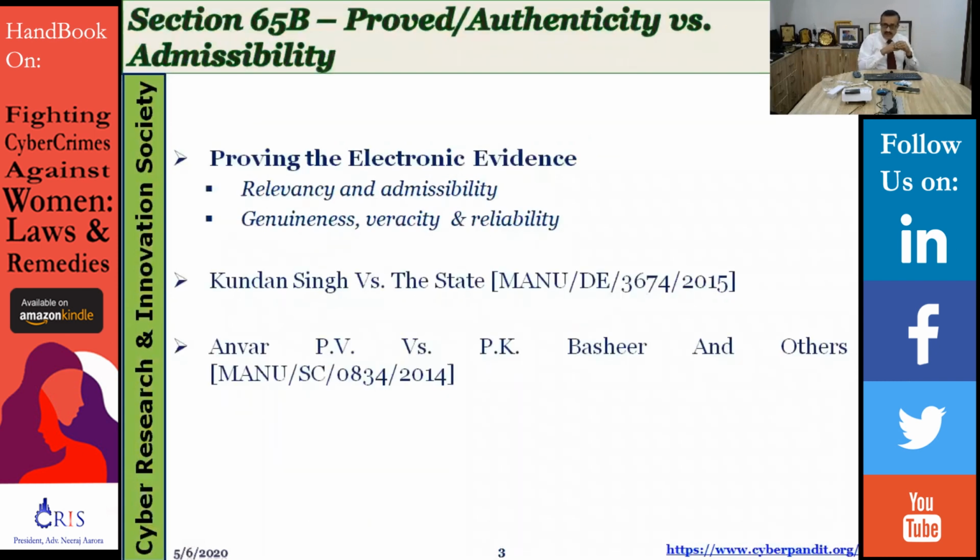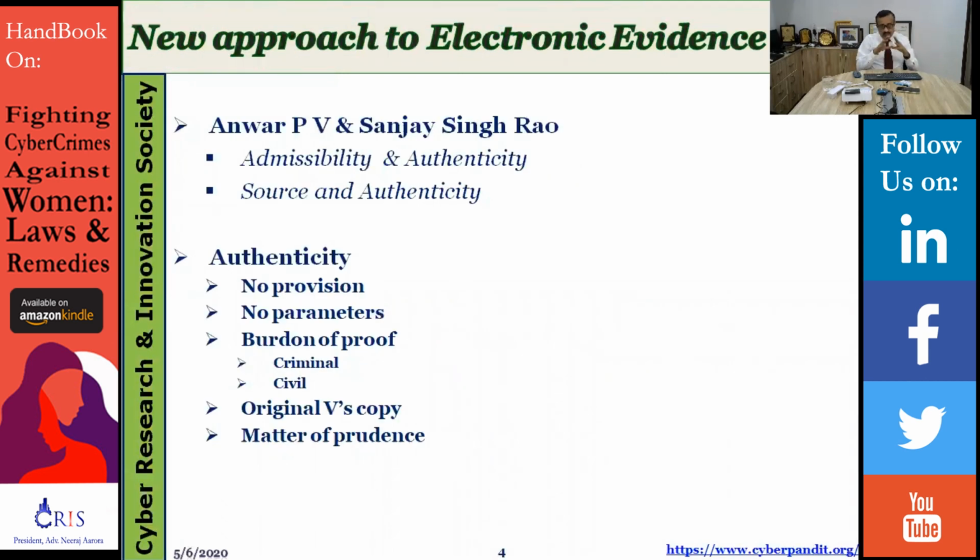As we have discussed earlier, the first thing you have to prove in the court is relevancy and admissibility, and only then will the issue of authenticity come. If the particular evidence is not admissible, there would not be any question of authenticity. But if you have to prove authenticity, how are you going to prove it? There is no provision in the Evidence Act, CrPC, CPC or the Information Technology Act which lays down how authenticity has to be proved, or any parameter for it. So there is no material on how you are going to prove it.